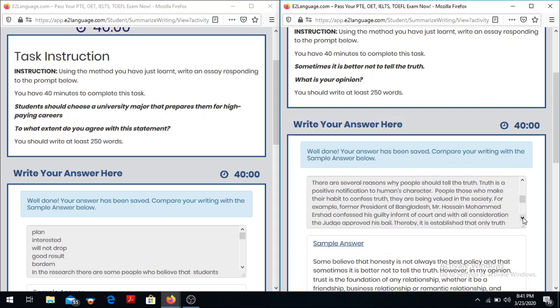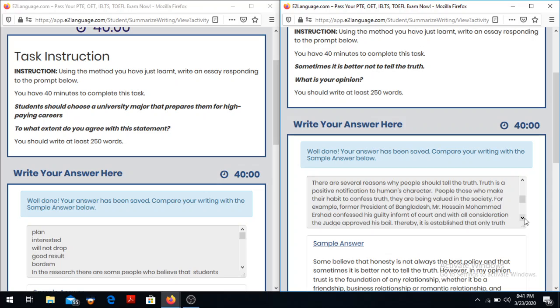In paragraph 1, I am saying that there are several reasons why people should tell the truth. Because I am against it, I said that I disagree. Here you can see, however, I believe that. What have I said I believe? That to tell false has more advantage than to tell truth, some people believe, but in my opinion, truth is the ultimate solution. So here it is my opinion.